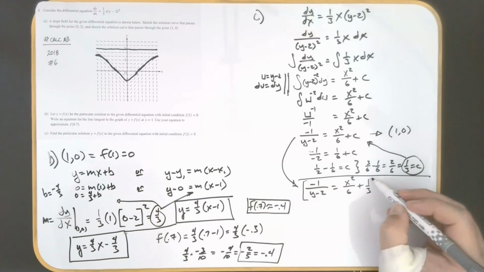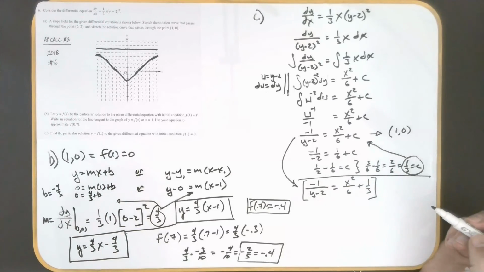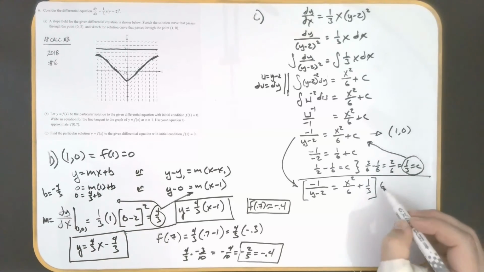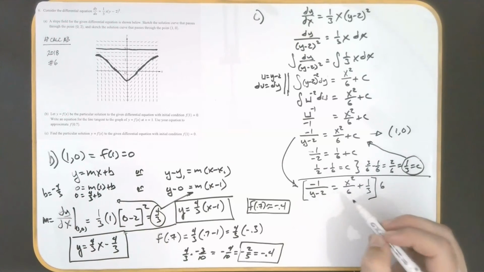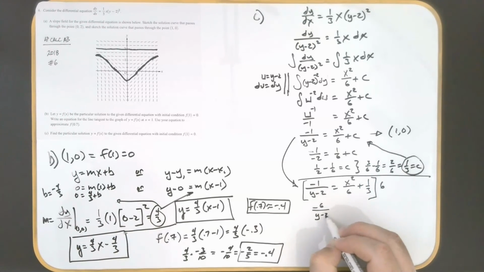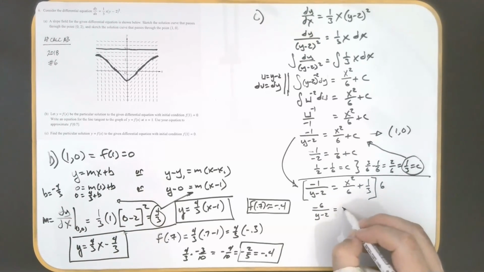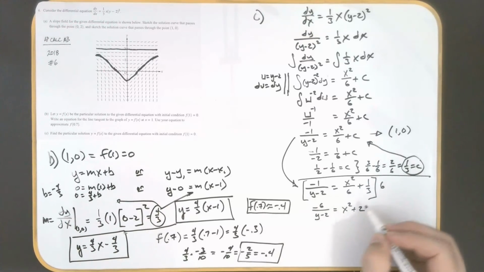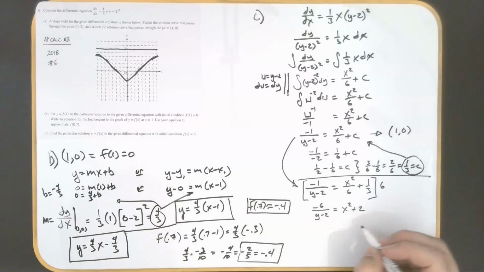By doing that, I'm going to look at the entire problem and say, this would be a lot easier if I just multiply the whole thing by 6. So I'm going to distribute a 6 into each term. And what that turns into is negative 6 over y minus 2 is equal to x squared plus 2. And that's a whole lot nicer to deal with. So now I'm going to cross multiply, if you will. I'm going to bring the y minus 2 up and the x squared plus 2 down.